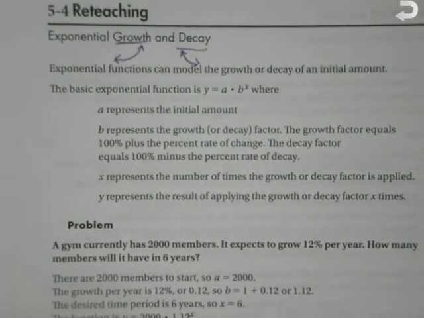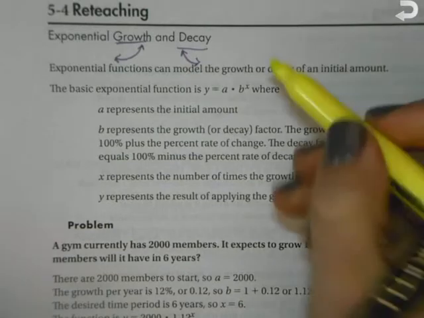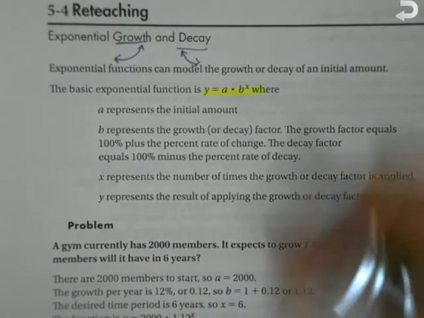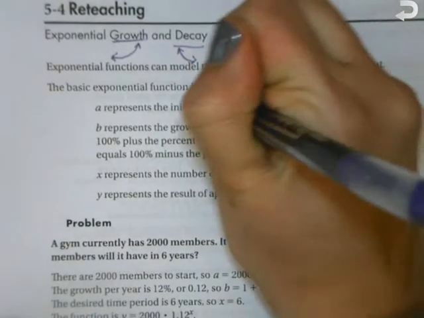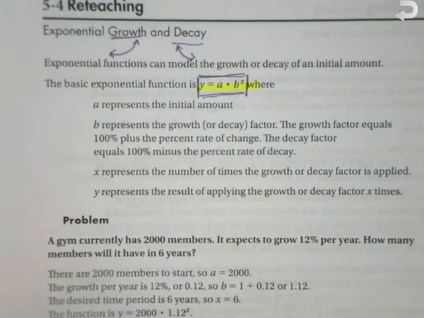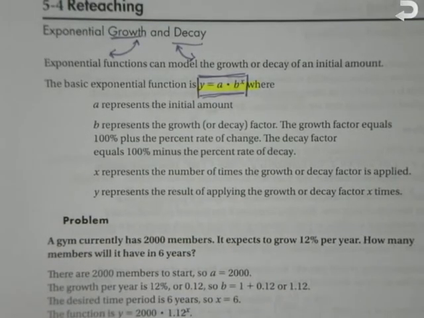We can use exponential functions to actually model the graph, and we use the exact same format for exponential functions that we have been using already. Y equals a times b to the power of x. So I want you to highlight that and then put a box around it. This is the general function for the exponential function family. A times b to the x.